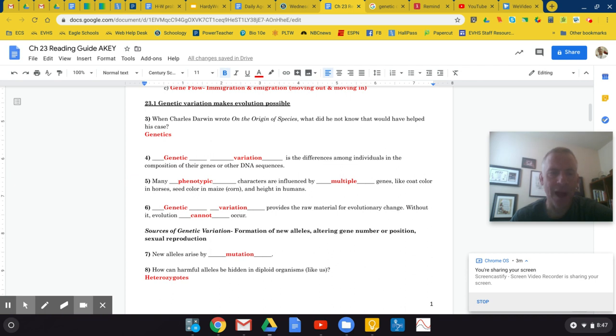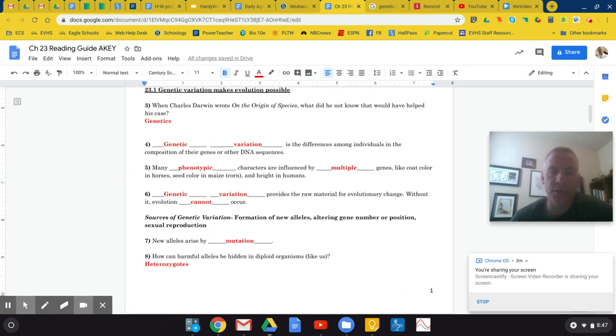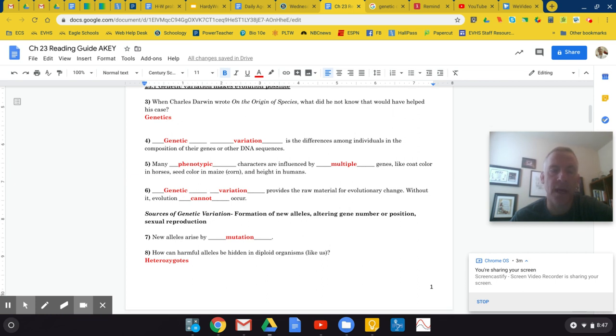Number 5, many phenotypic characters are influenced by multiple genes, like coat color in horses, seed color in corn, and height in humans. We spoke about this back in chapters 14 and 15 when we spoke about polygenic inheritance. Many genes can influence a certain trait. As we go to number 6, genetic variation, that is that raw material for evolutionary change. Without it, evolution cannot occur.